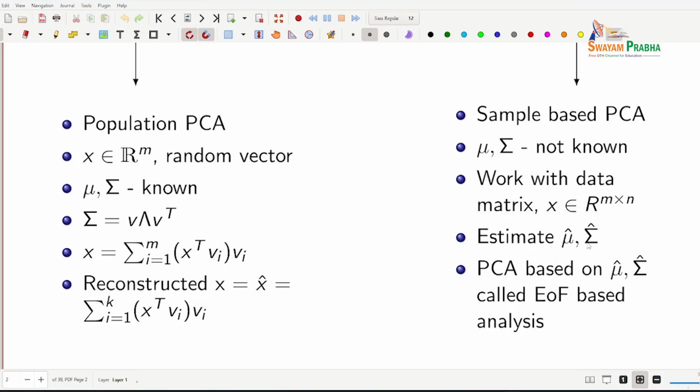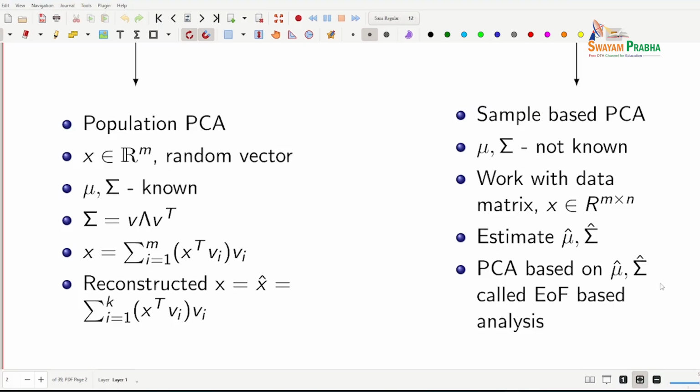So we need to estimate mu, mu hat, sigma hat which is the estimate of sigma. PCA analysis, I am going to repeat the whole PCA analysis not on mu and sigma because they are not known, but on mu hat and sigma hat. So this part of PCA applied to the estimates of mean and the covariance is called sample based PCA. More often than not, when people say PCA, they refer to this part of the analysis. Another technical term for this is empirical orthogonal function based analysis.